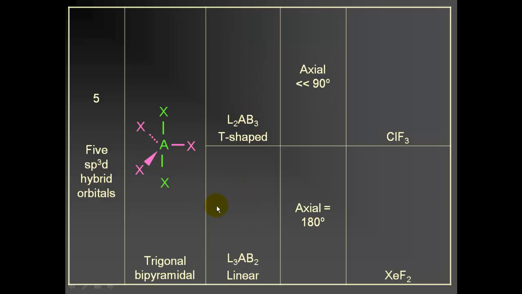If 3 of the domains are bonding and 2 are lone pairs, then you have a T-shaped molecular geometry. Once you have 2 lone pairs with a T shape, you no longer have an equatorial bond angle because there's only 1 atom that is in the equatorial space. So this is the only one. There's no other one to compare it to get the equatorial bond angle. But we still have the axial, and this will be less than 90 degrees.